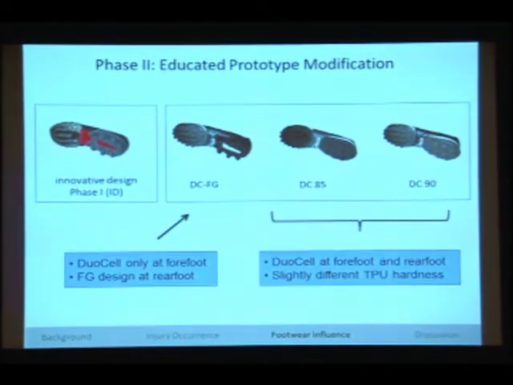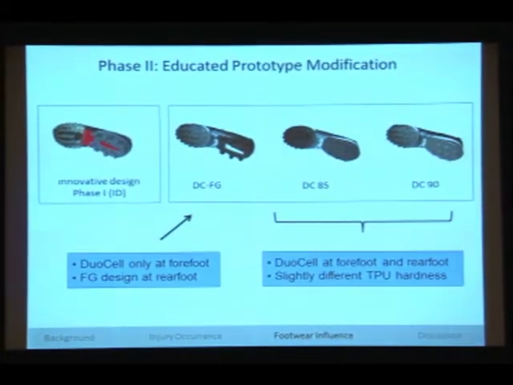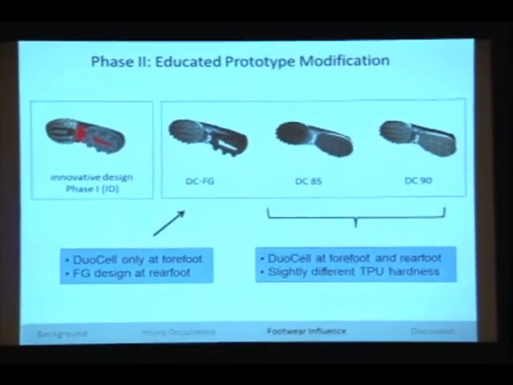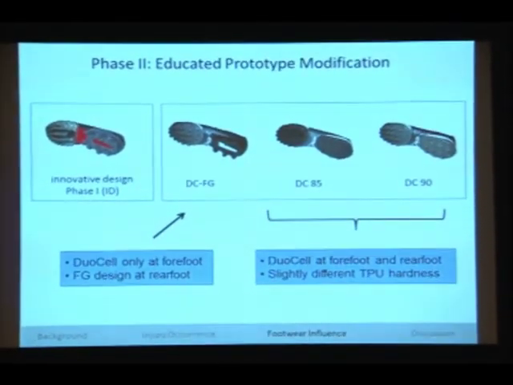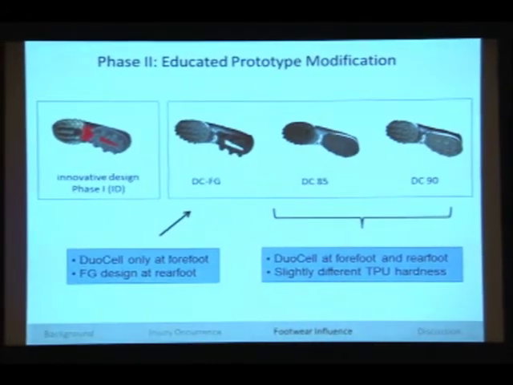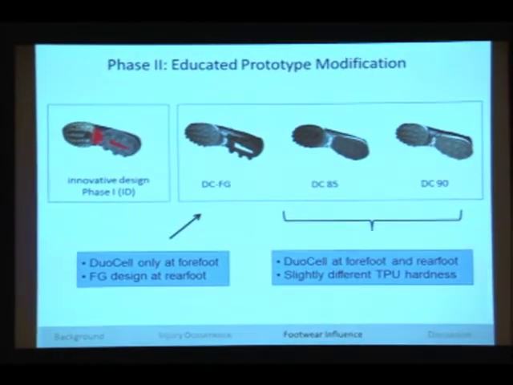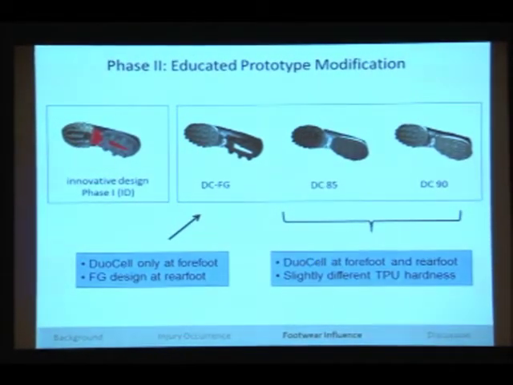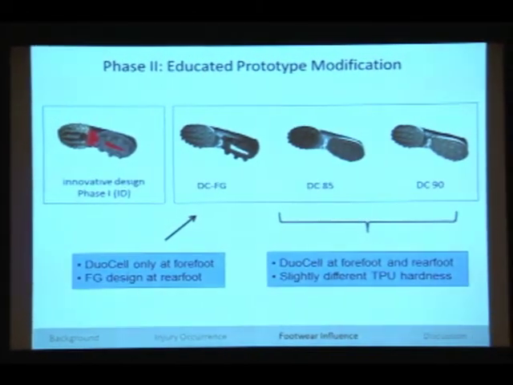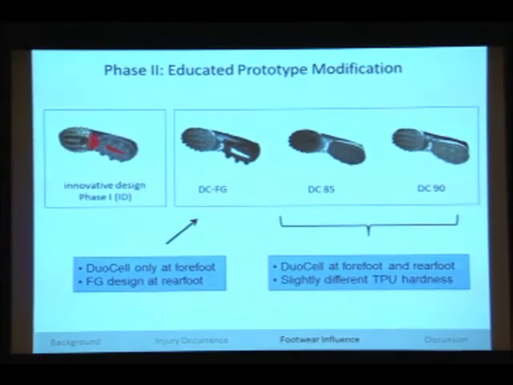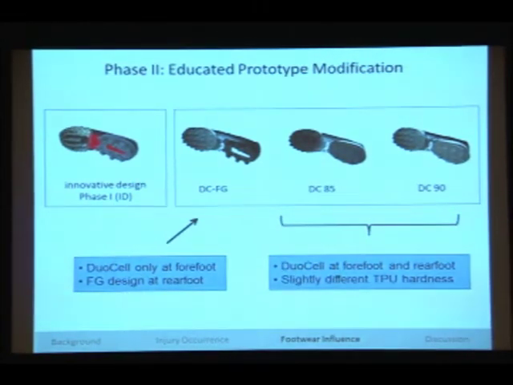I will go through phase 2 and phase 3 now a little quicker, just to give you the idea of what this 3 years project was about. So we had new prototypes when we, in a way, tried to come up with a better dual cell technology, and we also put this dual cell technology at the rear foot. So this was the carryover from phase 1, and now we put the dual cell technology at the forefoot and the rear foot, and we played around a little bit with the hardness of these little dual cell technology studs.